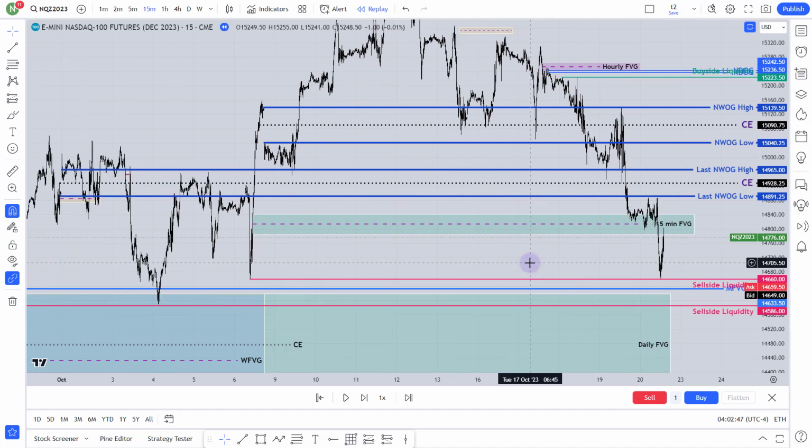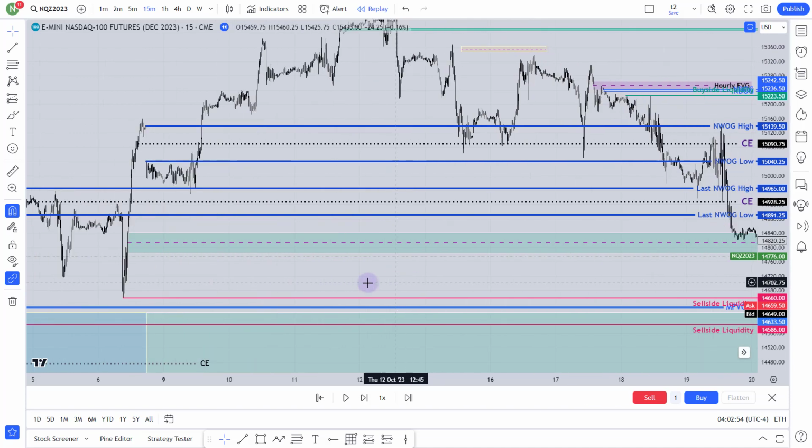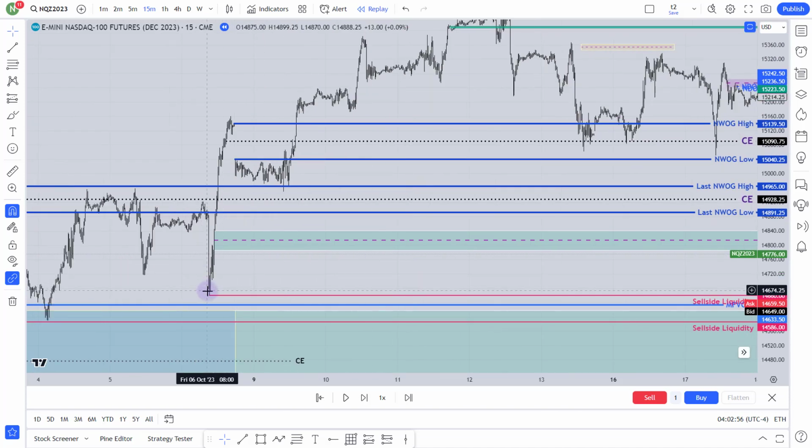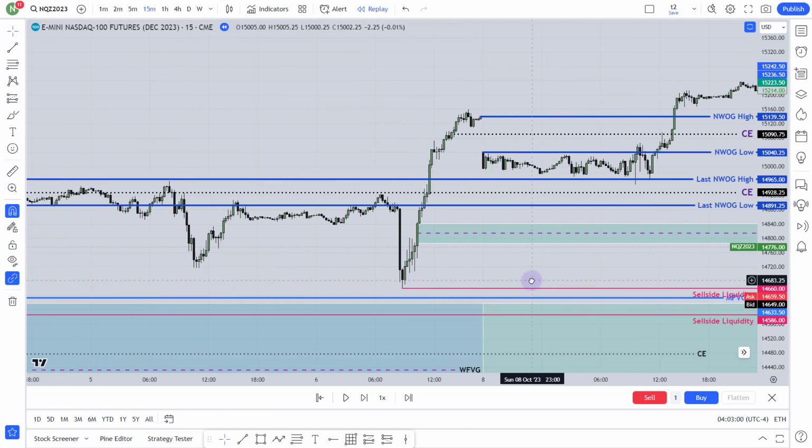I always spend time with the introduction. I marked this one as my 15-minute fair value gap, and you can easily mark this gap. Look at the price over here, it went higher. This is the last fair value gap. Just look over here, there is no other fair value gap below this fair value gap. So this is the last fair value gap, which is in my opinion the breakaway gap.